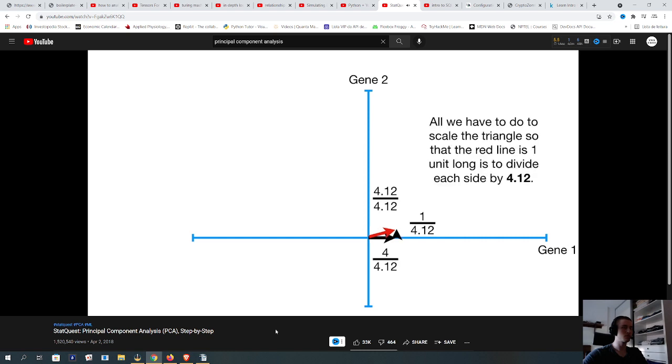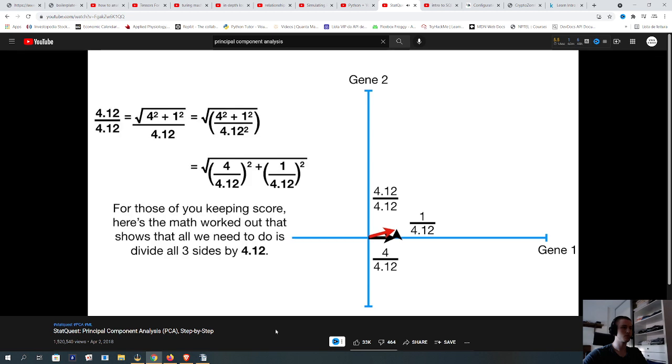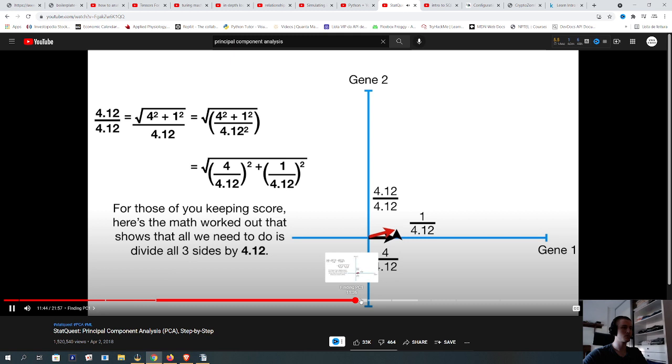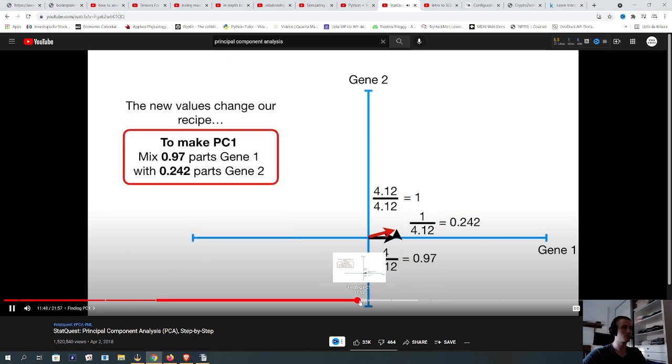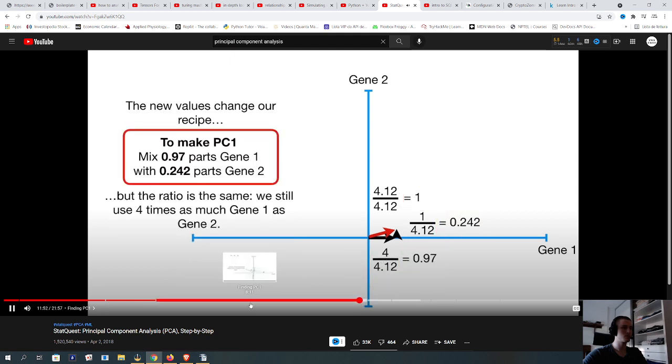All we have to do to scale the triangle so that the red line is 1 unit long is to divide each side by 4.12. For those of you keeping score, here's the math worked out that shows that all we need to do is divide all 3 sides by 4.12. Here are the scaled values. The new values change our recipe, but the ratio is the same. We still use 4 times as much gene 1 as gene 2.